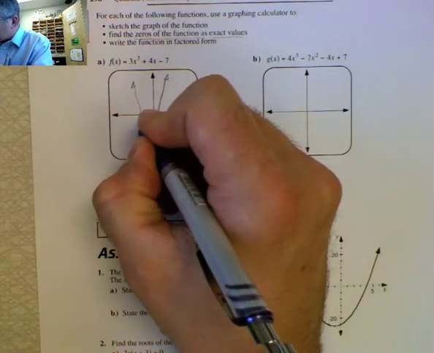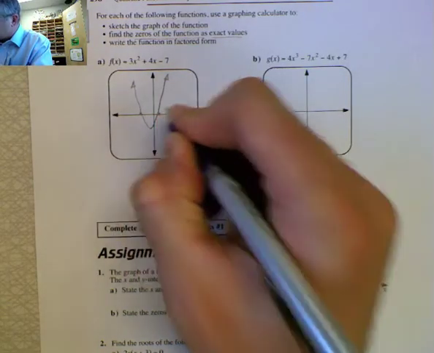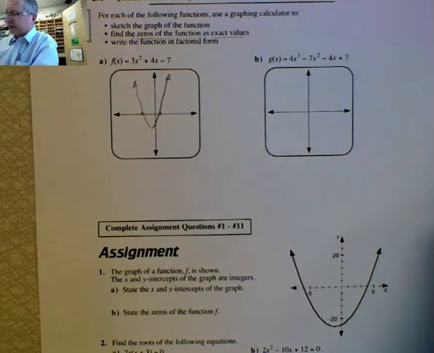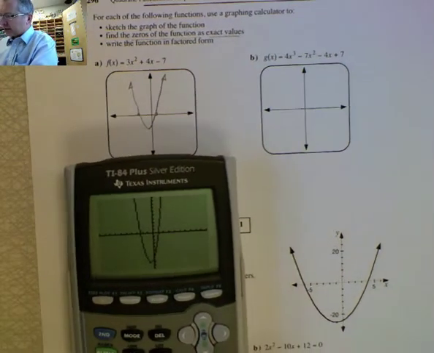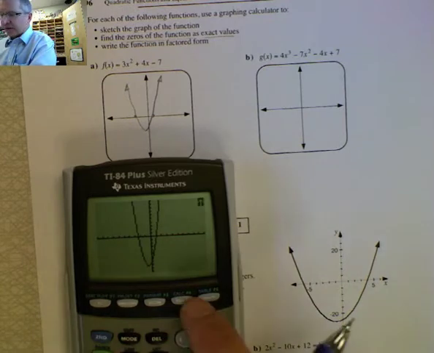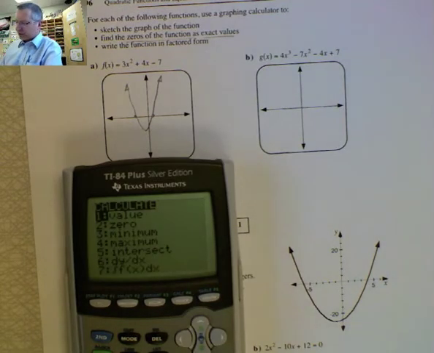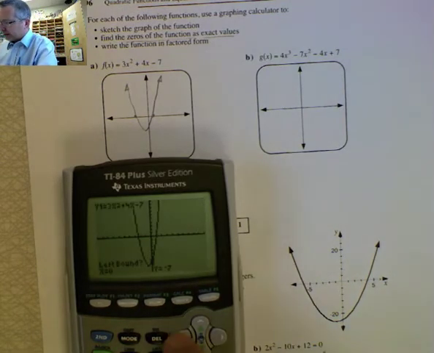That means it wants us to use our graphing calculator to actually find the exact coordinates of those x-intercepts. So if you remember, we go second function and trace, and we choose number 2 for 0. Left bound, well, I'm going to move over to the left-hand side here.